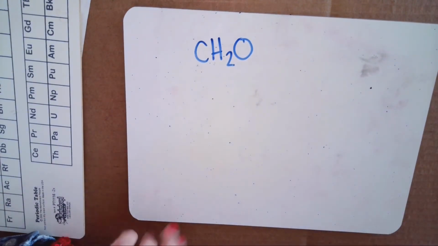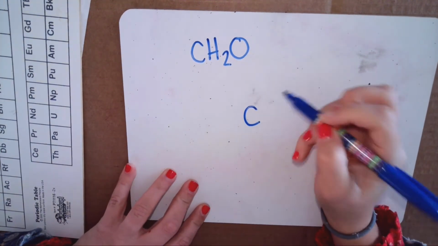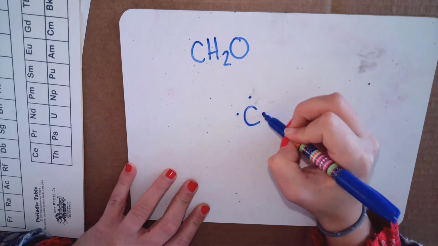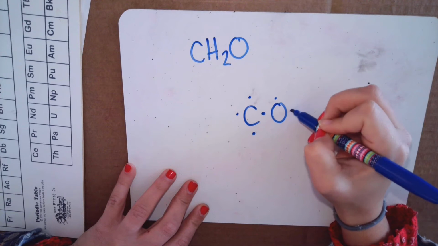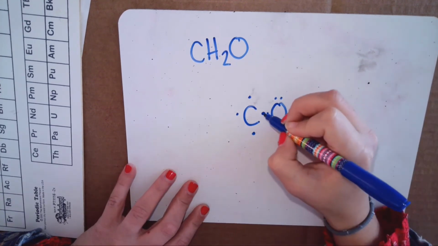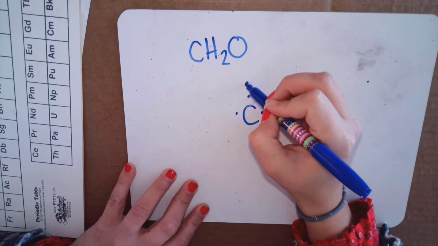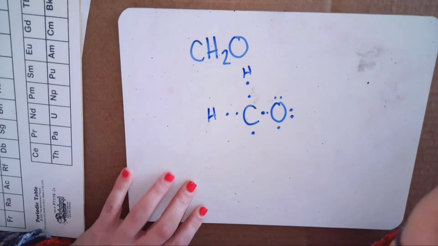All right, CH2O. So we're going to start with our C. It's in row 14, so it has 4: 1, 2, 3, 4. I'm going to put an O somewhere: 1, 2, 3, 4, 5, 6, because it's in row 16. I'm going to put an H somewhere. It has 1. And I'm going to put an H somewhere. It has 1.